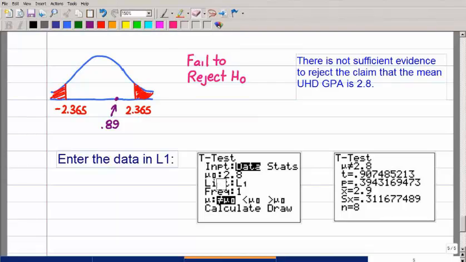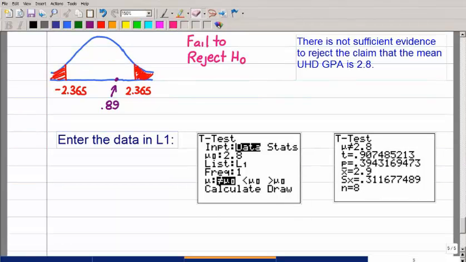So now the list is telling you that we're telling it the data is in L1. That frequency number, I don't know what it means, but it has to be 1, so there's no reason to ever change it, and it's always defaulted at 1. Our alternative is not equal. Hit calculate, come over here. And you can see it showed us our mean down there, 2.9, showed us 0.3117, so it looked like we did that correctly. And then up here, our test statistic, 0.91, and I got 0.89 doing it that way.